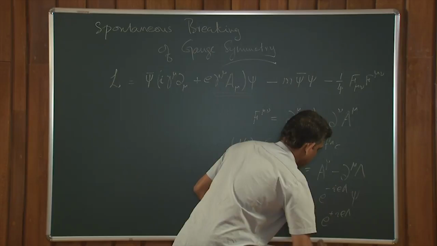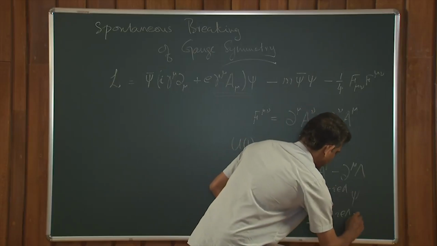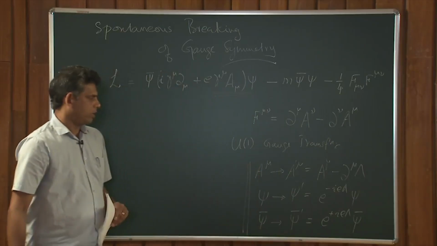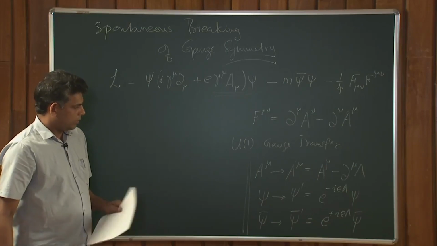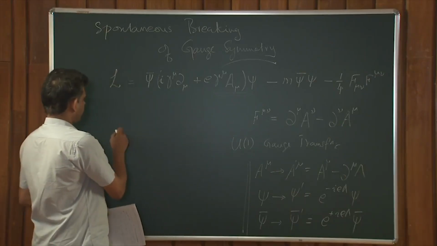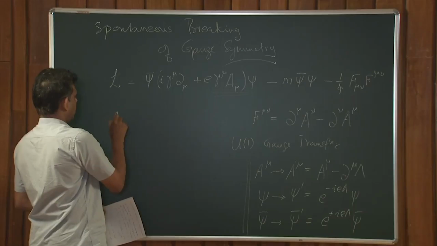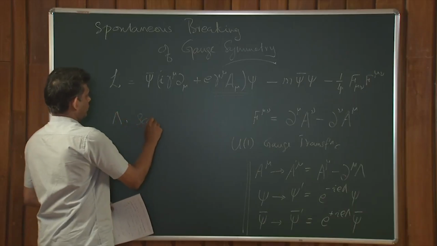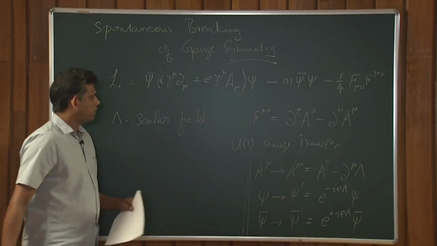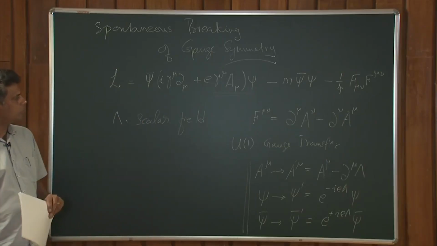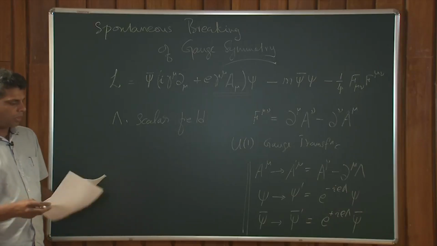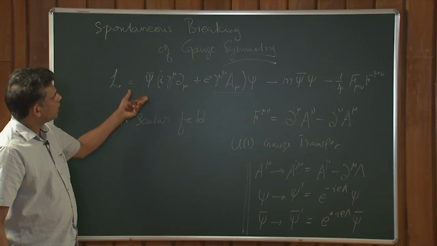And psi bar goes to e power i e lambda psi bar. The psi bar we are now familiar with is the conjugate field. Lambda is some scalar field, so it is any differentiable scalar field that can give you this thing. Okay, so this is something which we know.